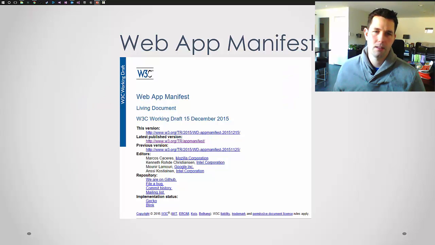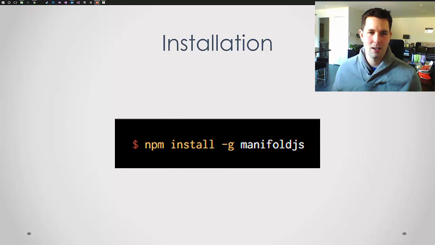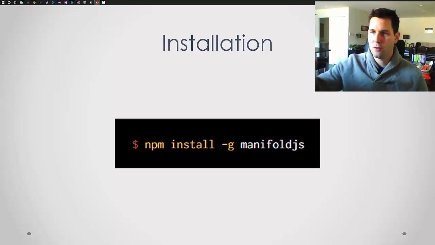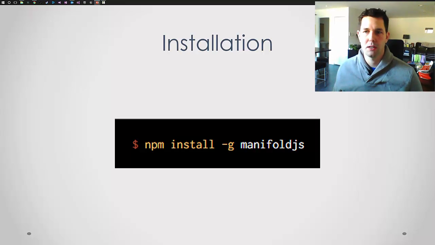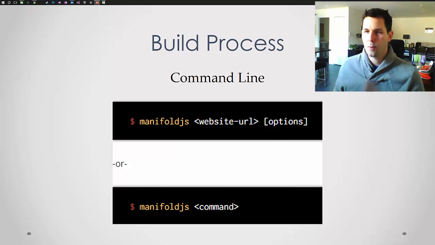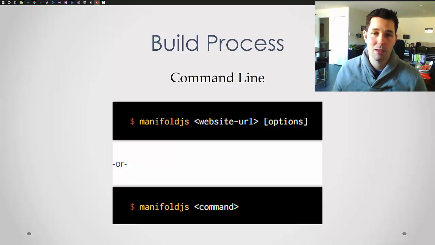So installation. Very simple process, right? Node Package Manager, install, and I'm going to install it globally on my machine. You don't have to. I just type manifoldJS. It's going to go to the server, to npm, pull down manifold, and run it on my machine. Takes a few seconds. Now building, we have two command line options, and we have one option where we can do it straight through an actual website.